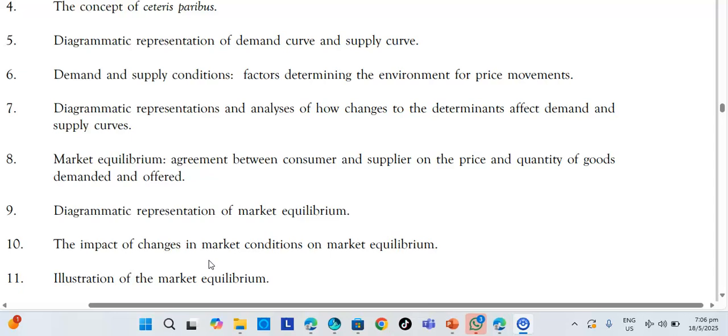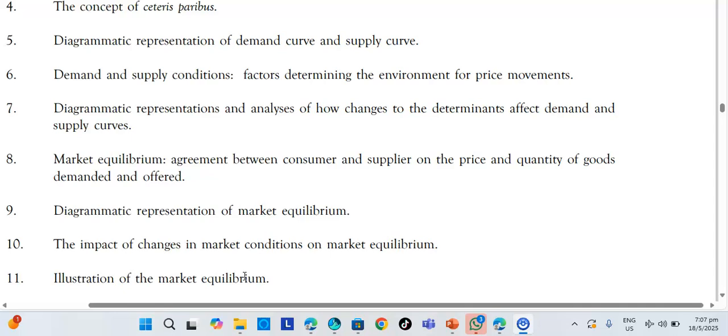Now, we are going to look at the impact of change in the supply market on market equilibrium. If supply increases, the supply curve shifts right, meaning that producers are willing to sell more at every price. This creates a surplus at the old price. Result: price falls, quantity increases.